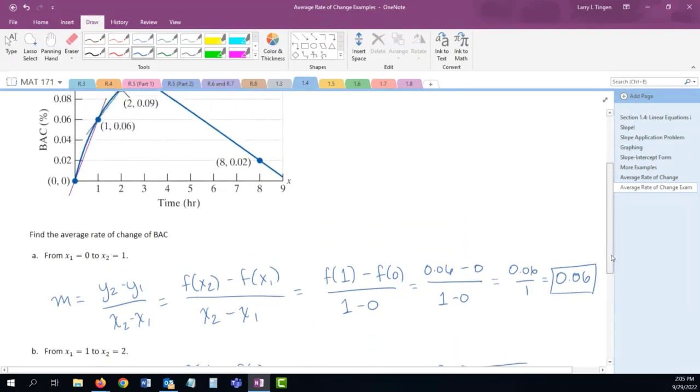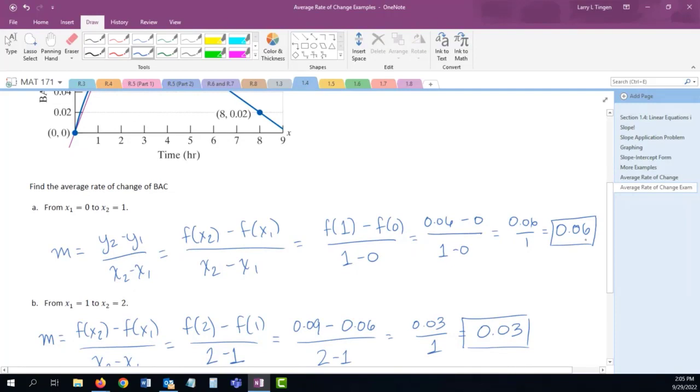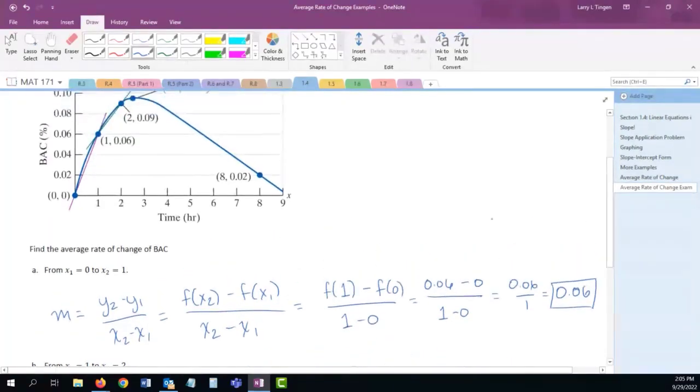What does this mean on the graph? On the graph, this is the slope. My 0.06 is the slope of the secant line passing through the points.